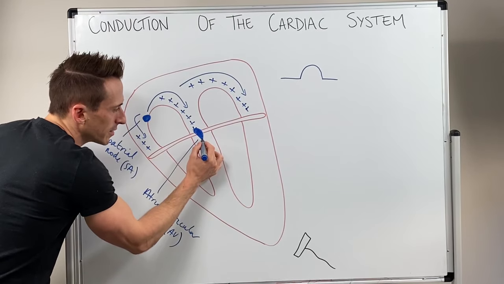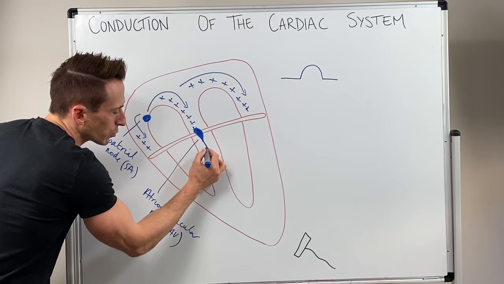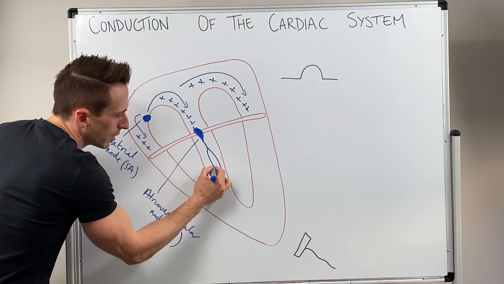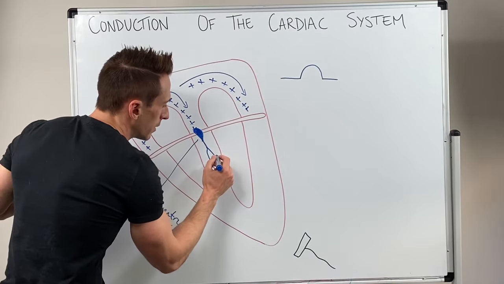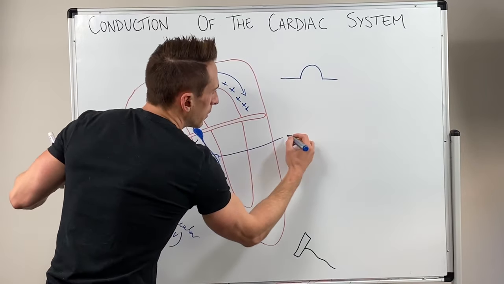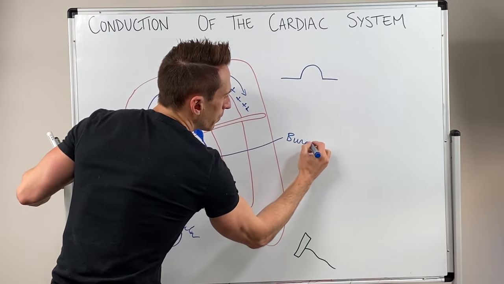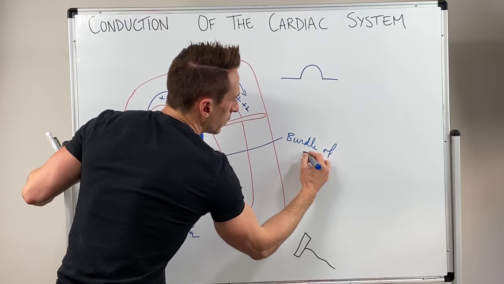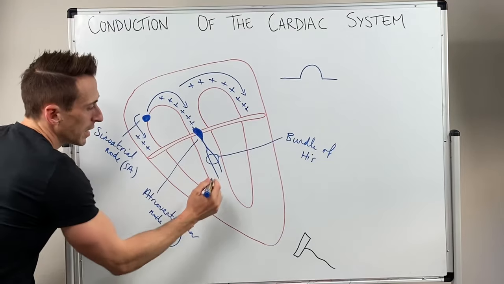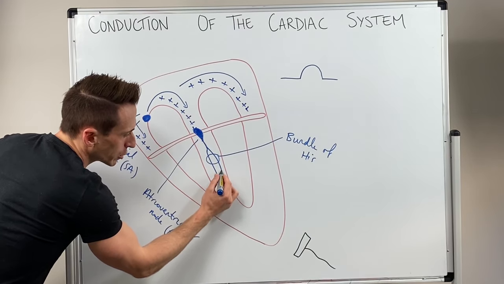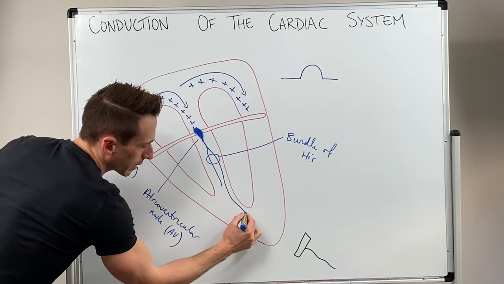But then it sends this positive charge through specialized fibers. These specialized fibers are called the bundle of His, and you may just refer to them as bundle branches. These bundle branches then branch off like this.